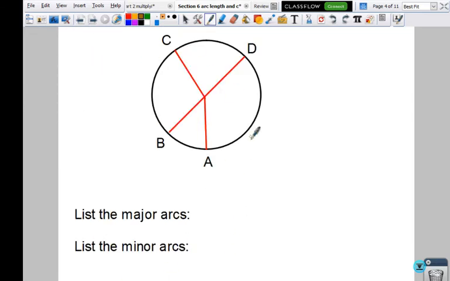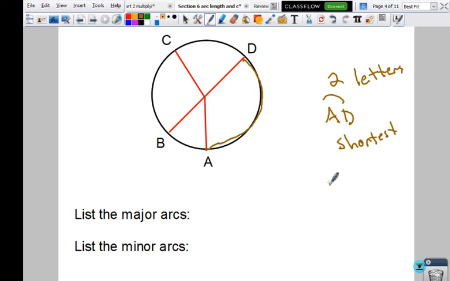You can use either 2 letters or 3 letters, but you have to be careful. If you use 2 letters when you list an arc, for example A, D, it's always the shortest distance. So if I say arc AD, that is going to be this right here because that's the shortest distance. But if I use 3 letters, for example arc ABD, that means I'm going from A, through B, and then to D. So if it's 2 letters, it's always the shortest. With 3 letters though, I just follow it around.